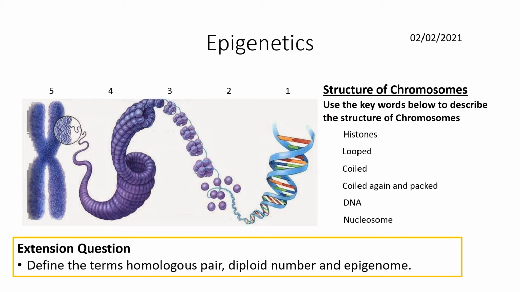There are 1, 2, 3, 4, and 5, all separate parts or sentences that you should be able to talk about, and you can go on and try the extension question, which is to describe homologous pairs, diploid number, and epigenome. Pause the presentation, go through the best answer you can, and when you're ready you can restart the presentation.